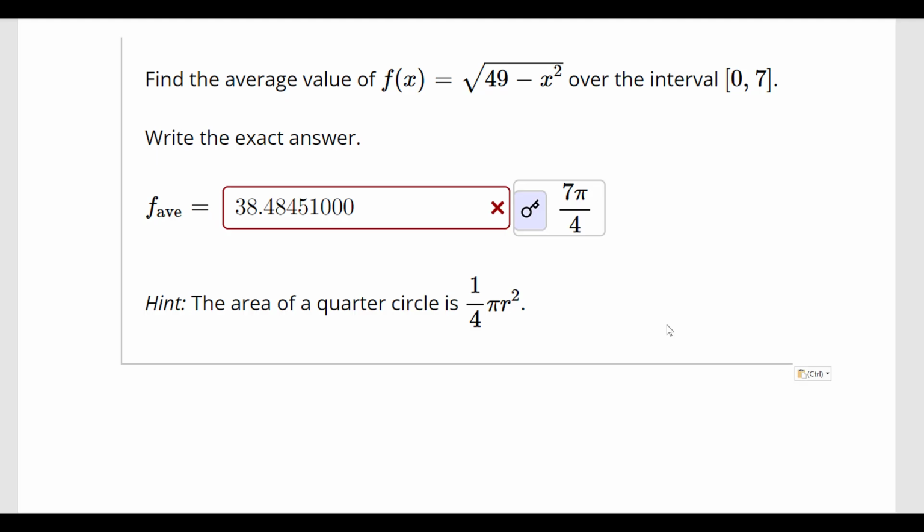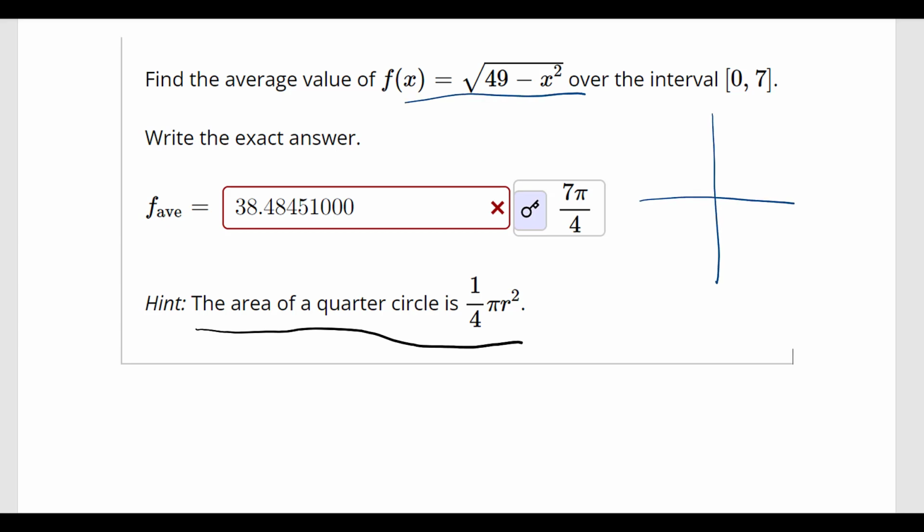This is kind of a fun one, and the process is hinted to you right here when it tells you the area of a quarter circle is 1/4. So what we're going to do is think about what this shape is going to be, and you can recall that shape would look something like this.